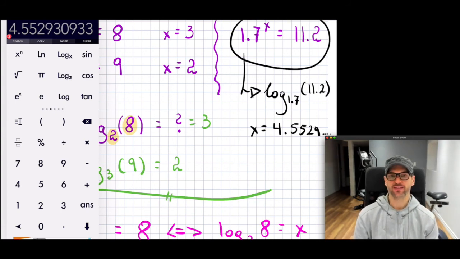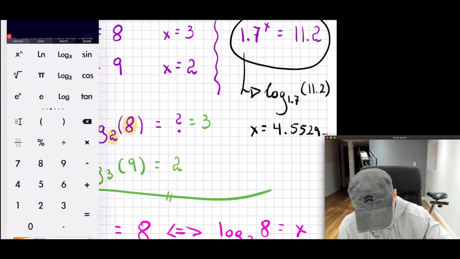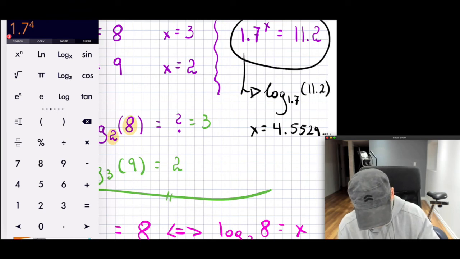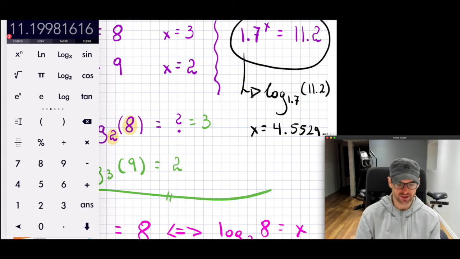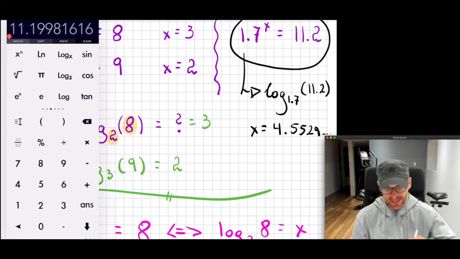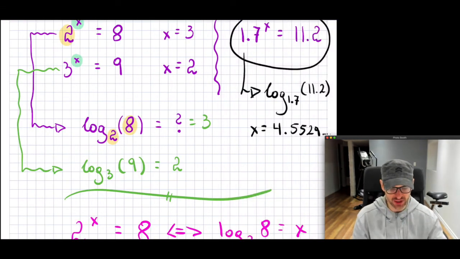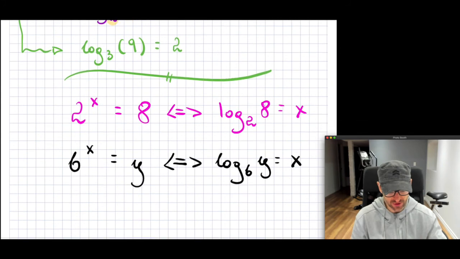And we can check this. So what we can do is say, let's check it, 1.7 to the exponent. So that was 4.5529, and I'm missing some of those digits there. But notice 11.199, so as you can see, rounded would have been 11.2. So that's what a log does. A log just finds what the exponent actually is.